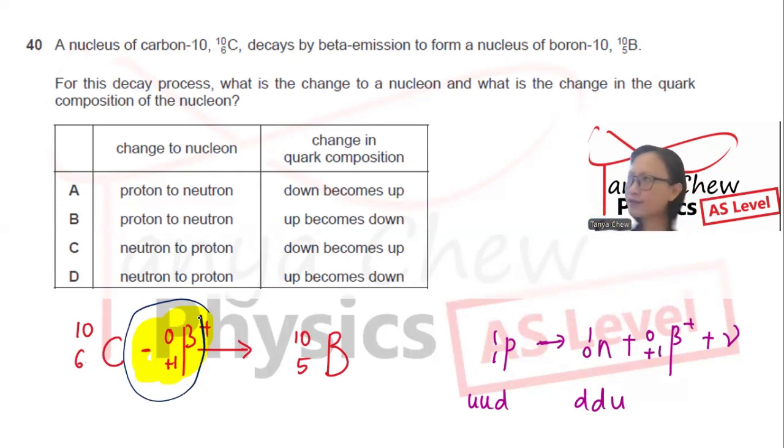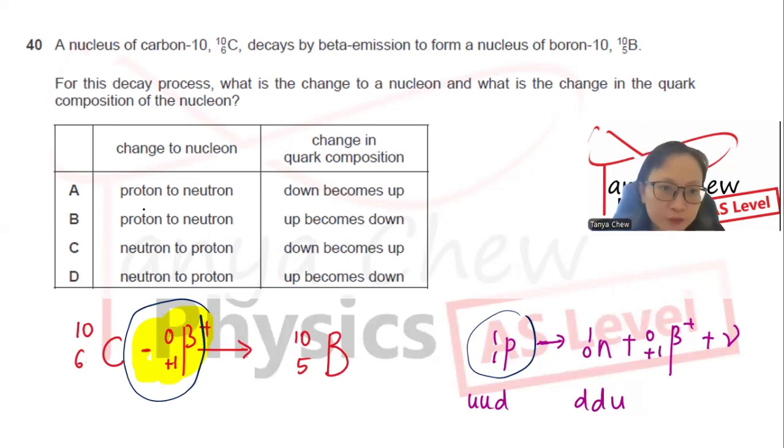So recall positron. This is the decaying of either proton or neutron. In order for the positron to be emitted, a proton must decay. So the decaying of proton gives rise to neutron plus positron and neutrino, the energy. So the change to nucleon is from proton to neutron. And the change in quark composition, proton has up, up, down quark, neutron has up, down, down quark. So 1 up quark changed to down quark. Up becomes down, so B is the answer.